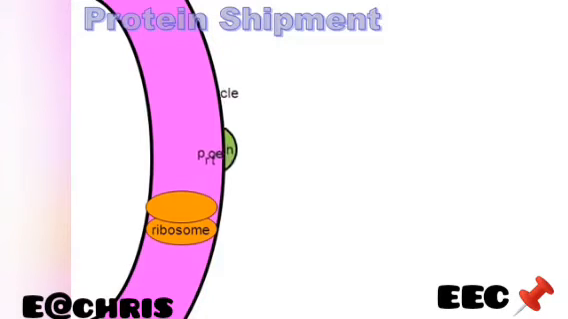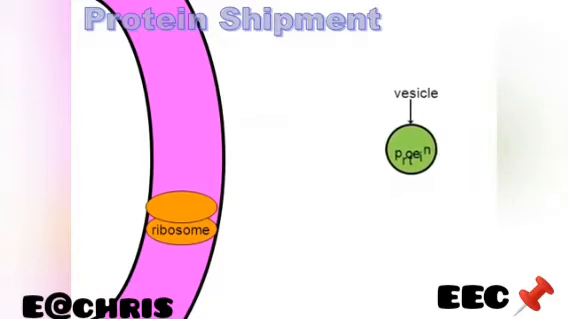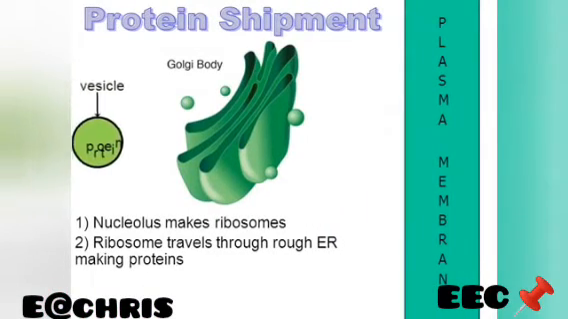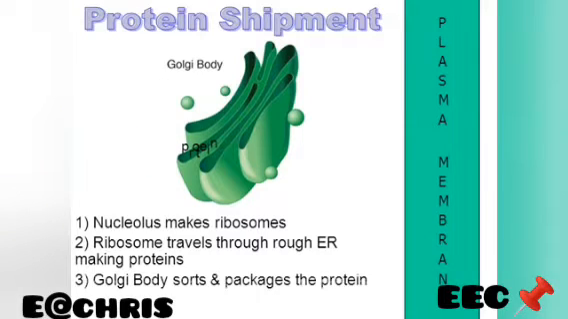The Golgi body is like the storage of the protein. Those proteins are attached to vesicles and transported through the membrane to the Golgi bodies. So the protein shipment is what allows those proteins to move to the Golgi bodies. The nucleus makes ribosomes, then the ribosome travels through the rough endoplasmic reticulum, making proteins, then the Golgi bodies sort and package the protein that is manufactured in the ribosome, where it is transferred through the rough endoplasmic reticulum.